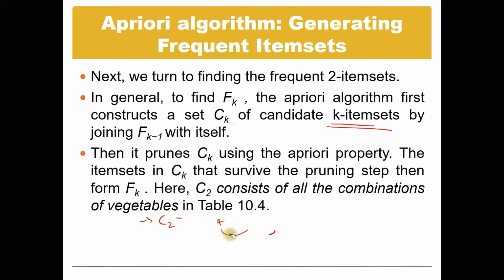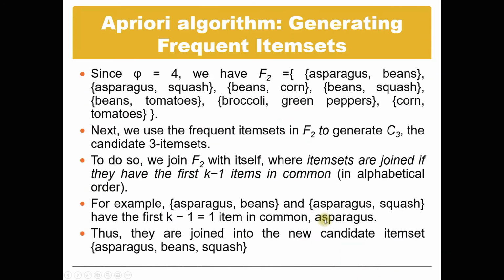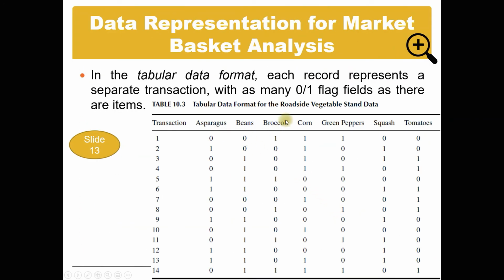We want to prune all these item sets that do not satisfy our threshold, and this is where we come here and have a look at what are the items that satisfy this threshold. So for example, asparagus and bean appears 5 times. How do I know it appears 5 times? Asparagus and bean, they appear 5 times together. 1, 2, 3, 4, and 5.